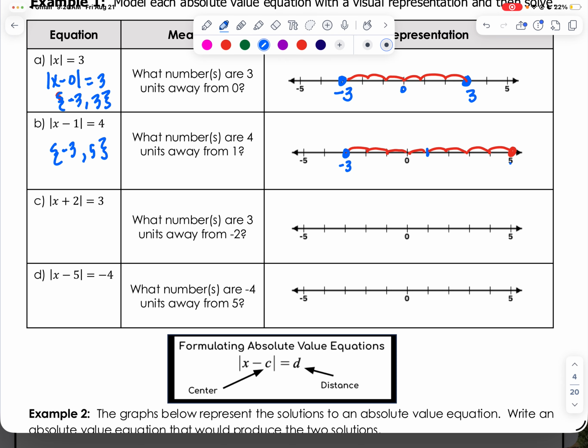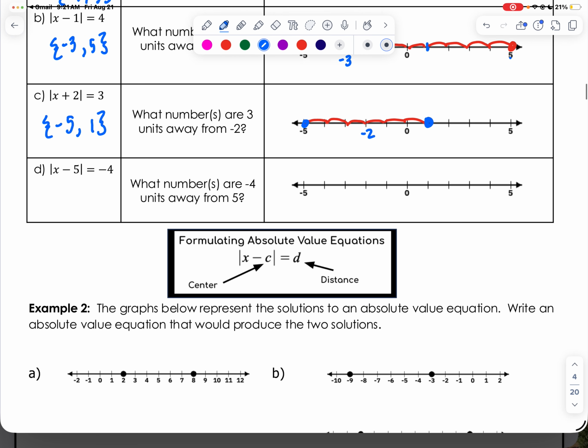All right, problem C. We have an equation that says absolute value of x plus 2 is equal to 3. This literally means what number or numbers are 3 units away from negative 2. So negative 2 would be right here. If I go 1, 2, 3 units in this direction, there's one of the solutions. And then 1, 2, 3 units in this direction, there's another solution. So my solution set here would be negative 5 and positive 1. These 2 values of x would make the equation true.